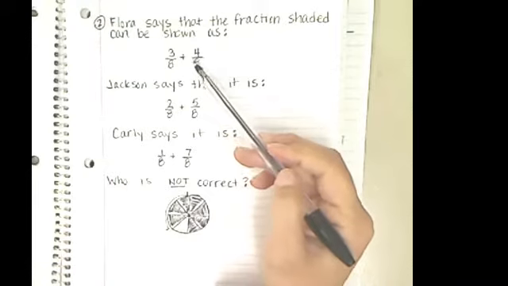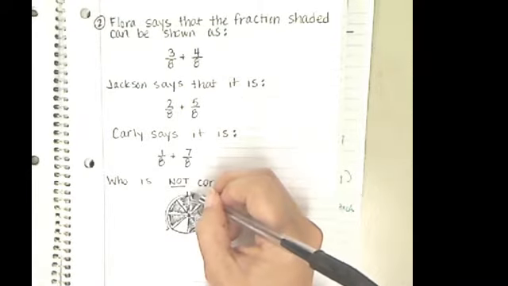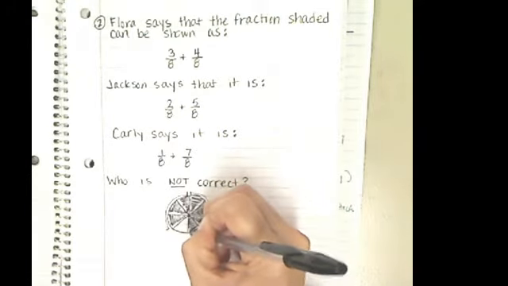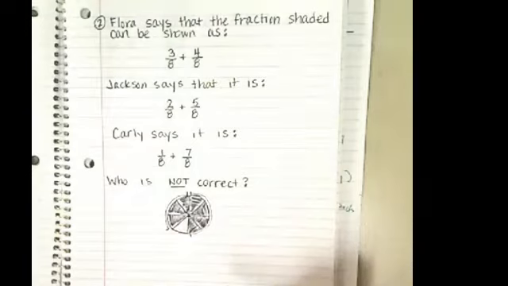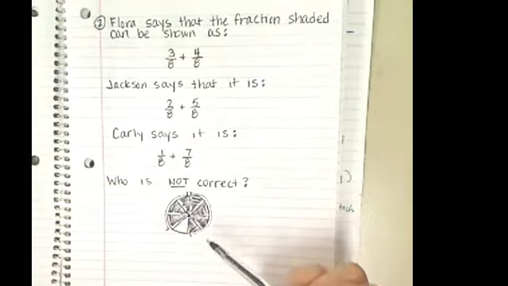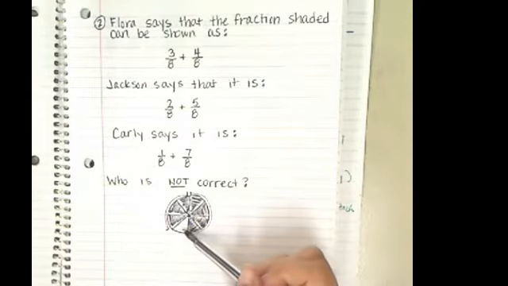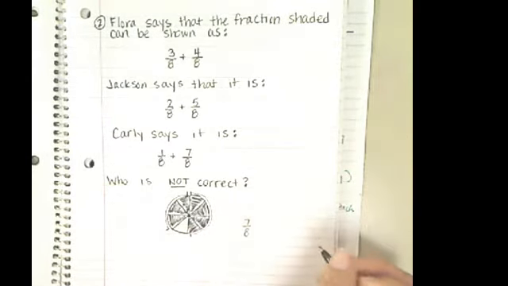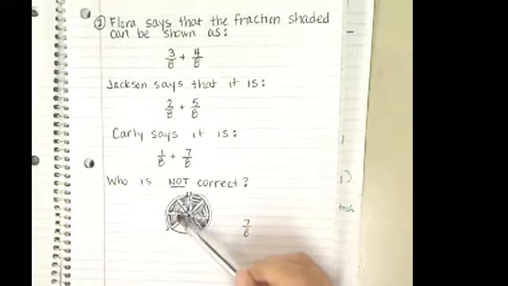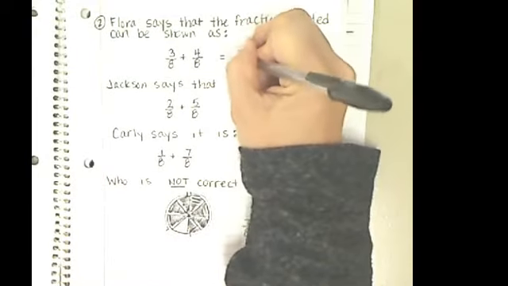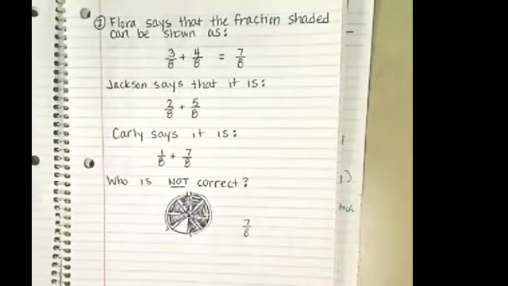And then I'm going to add 4/8. That is 1, 2, 3, 4. Okay, that's all of the pieces that were shaded. 1, 2, 3, 4, 5, 6, 7. Total of 7 pieces is shaded out of 8. Okay, so the fraction that's shaded is 7/8. So I can break it down to 3 pieces plus 4 pieces. Flora's is correct because her total is going to give me 7 pieces out of 8.